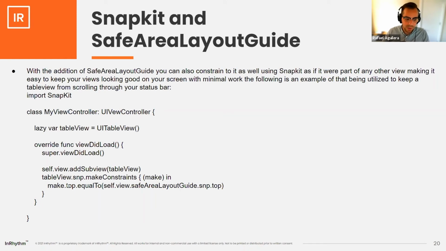So you can now grab, say you have your class, you add a table view, and then within here you add your table view and then you make your constraints. So instead of constraining it to the very top, where it's going to scroll through your status bar and all that stuff, you can constrain it to the view's safe area layout guide and then constrain it to the top. So that's pretty useful, pretty cool. Somewhat new addition. It was from like 2018 or 2017, I believe.